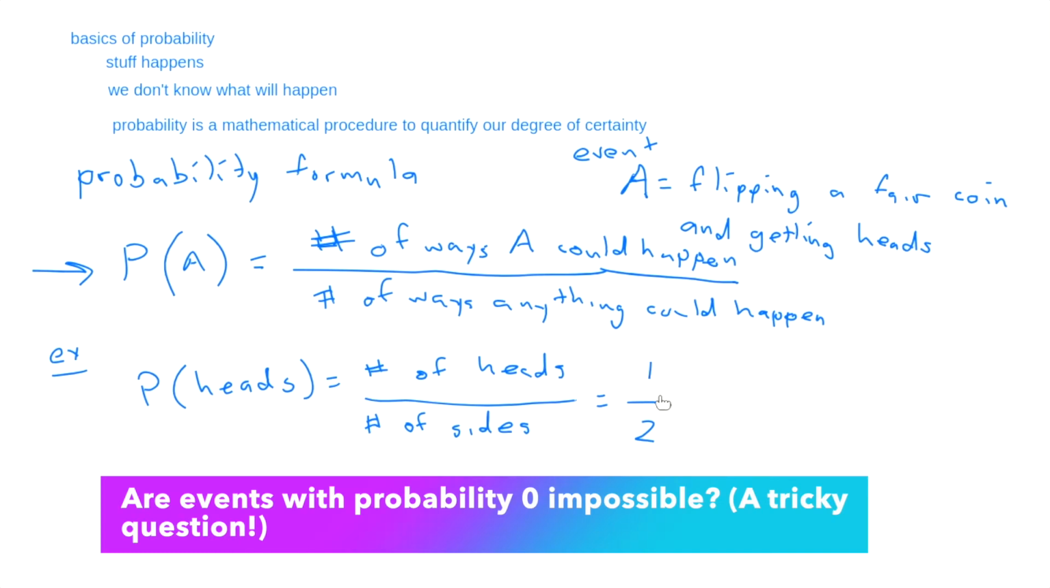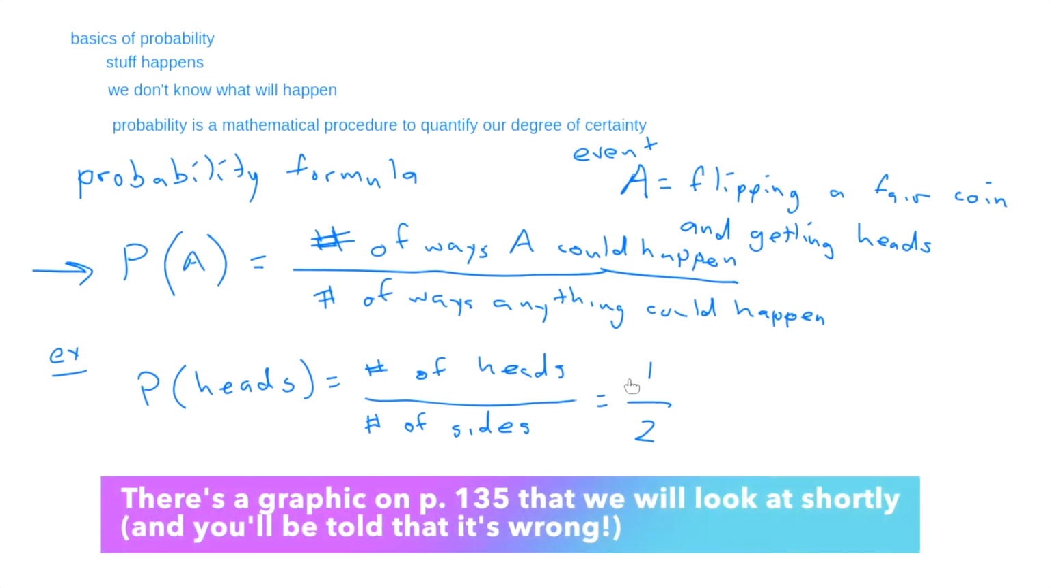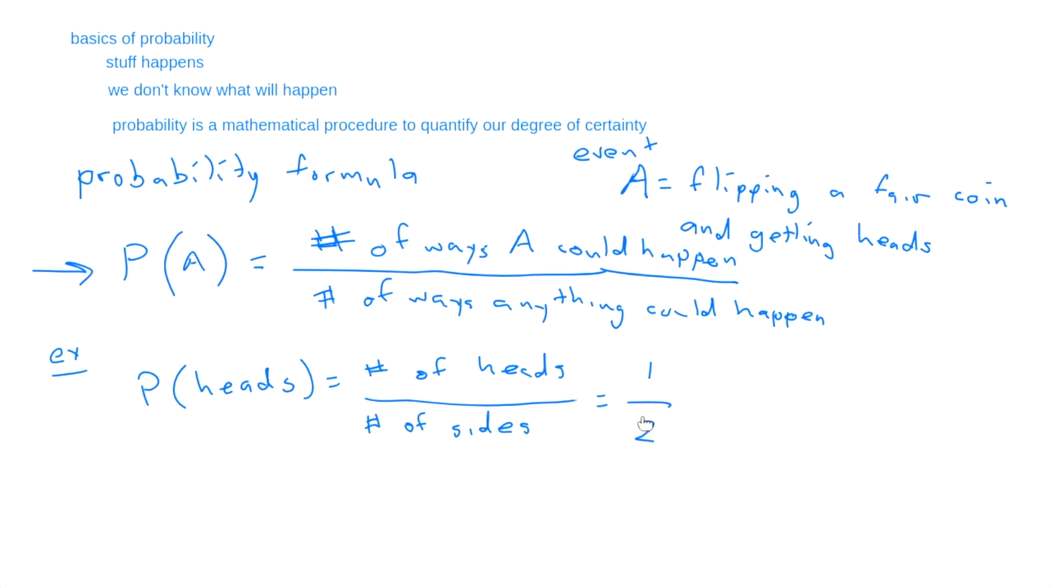The book does this. They have this at the bottom of page 135. We'll see it in a second when we get to the book. It's hard for me to go back and forth from the whiteboard to the book. Triola has drawn this scale of possible values for probabilities, and he says that 0 is impossible, and that's what everyone says.